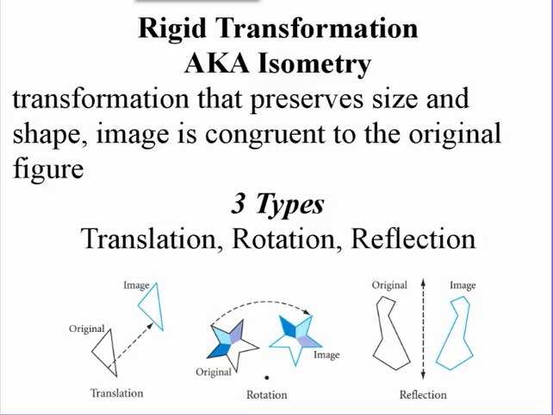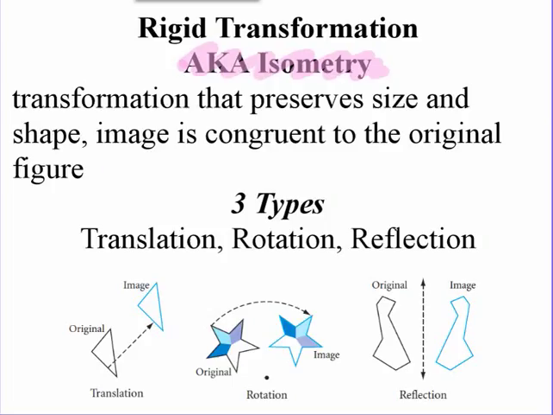So a rigid transformation is also known as an isometry, and that's what you really need to understand. An isometry is a transformation that preserves size and shape. So the image is congruent to the original figure. So that means whatever you do to the figure, it stays the same size and it stays the same shape.